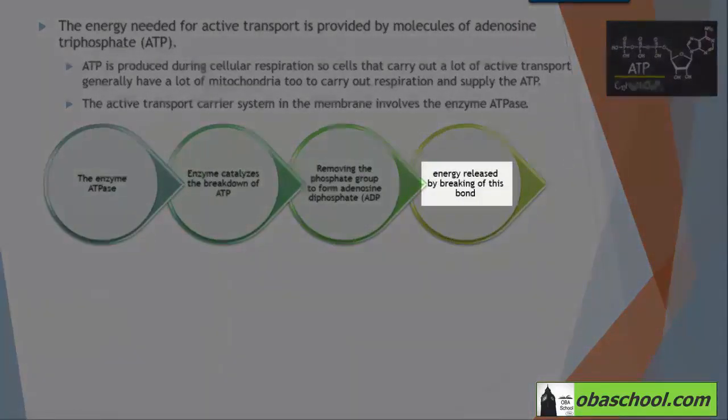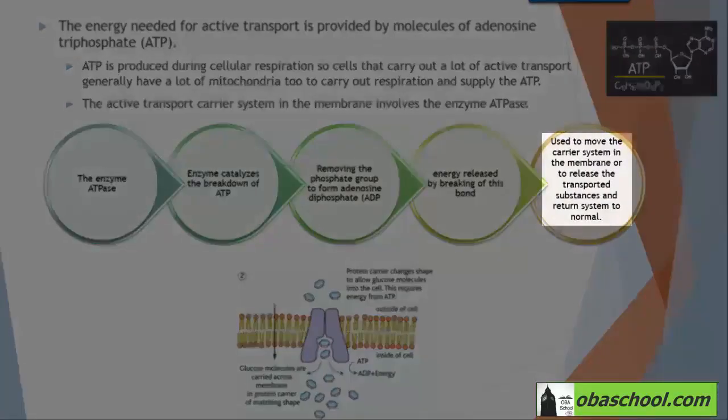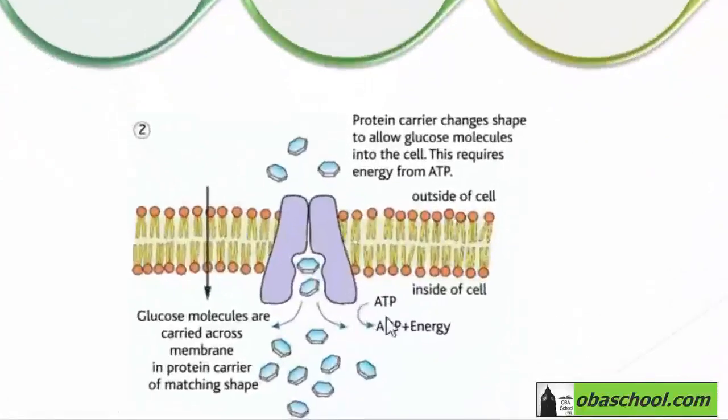Once you turn ATP into ADP, the energy is released by the breakage of the bond between the 2nd and the 3rd phosphate, and this energy is used in active transport to move substances against their concentration gradient. Here, for example, we see ATP being transformed into ADP, which releases energy, and this energy is used by the carrier protein to take molecules from the outside of the cell into the inside of the cell.